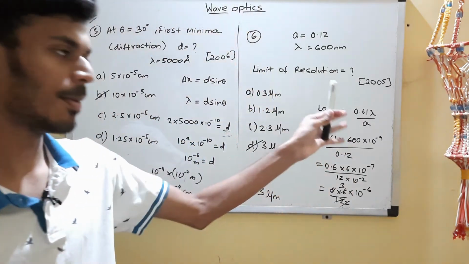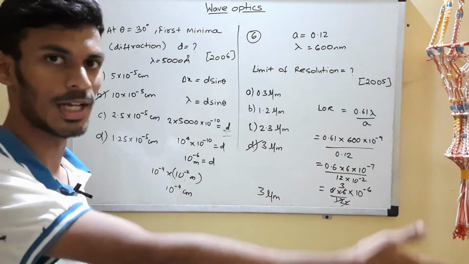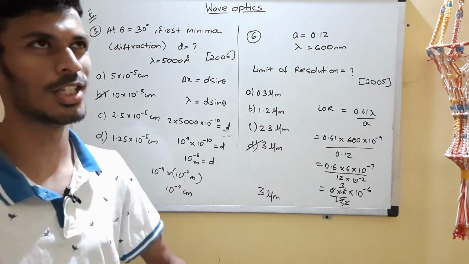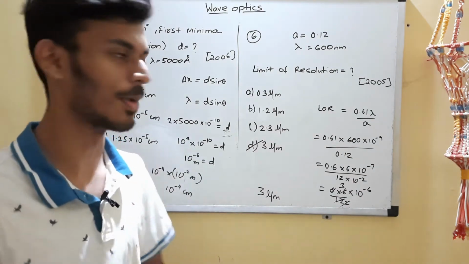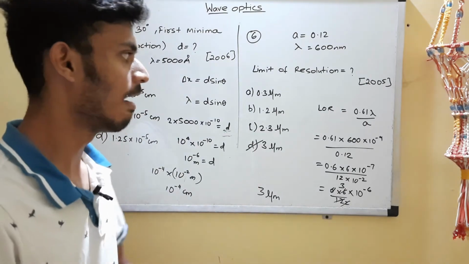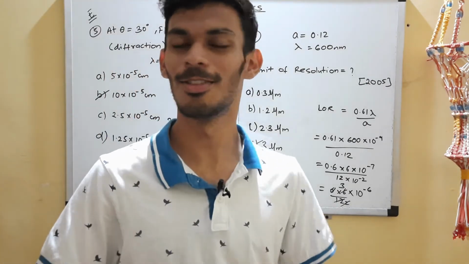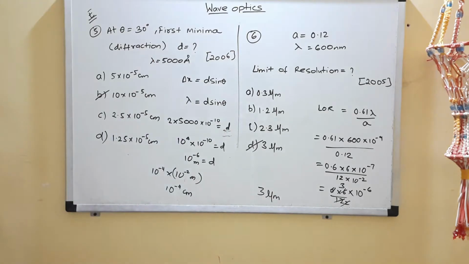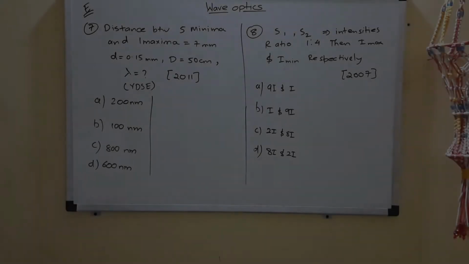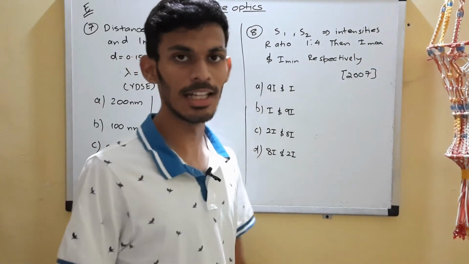So remember the formulas from the last few pages of your NCERT, limit of resolution, resolving power, those topics. Those are also important. Let's move to the next set of questions now. So question 7 and 8 over here, still in the easy category.